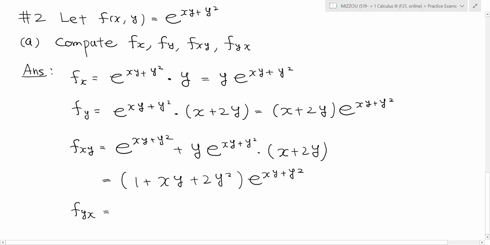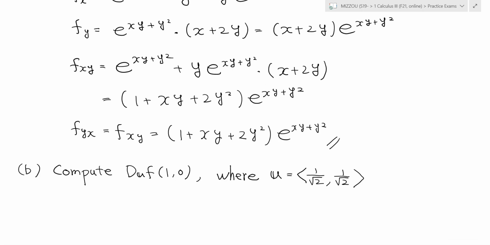You could just do f sub yx, and the same thing. The answer is the same. 1 plus xy plus 2y squared, e to the power of xy plus y squared. So that's the answer.